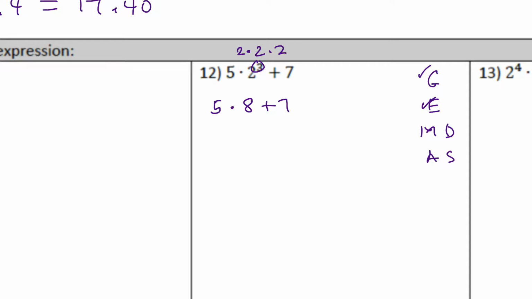Multiplication. Do I have multiplication? Sure do. 5 times 8, that's 40. Bring down the plus 7, so we multiplied. There's no division. Can I add? Yep, I can add. 40 plus 7 will give me 47. Done. Pretty simple if you follow your order of operations.